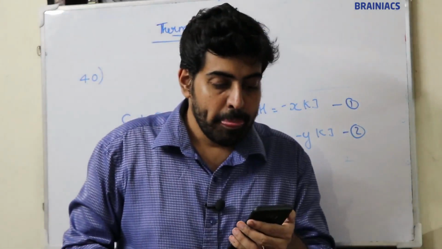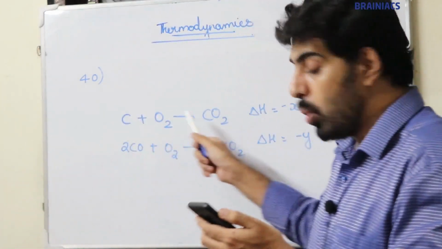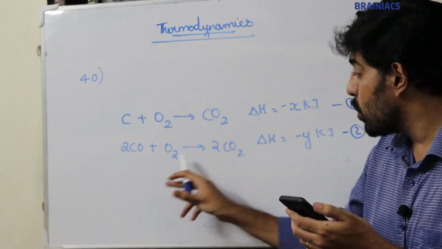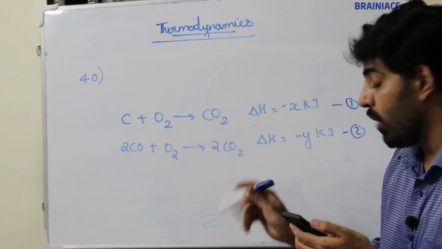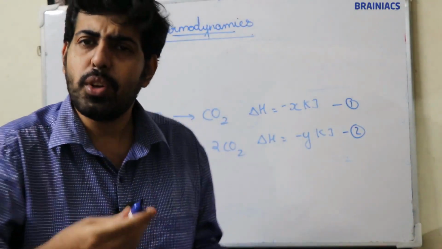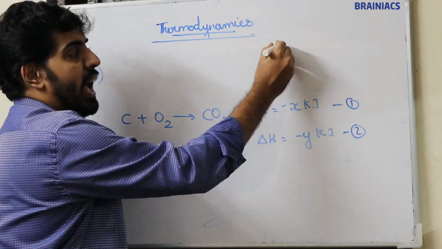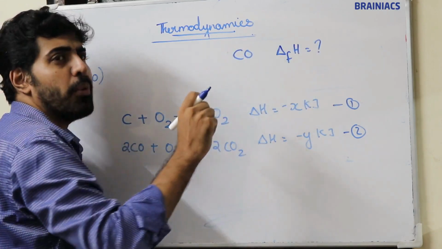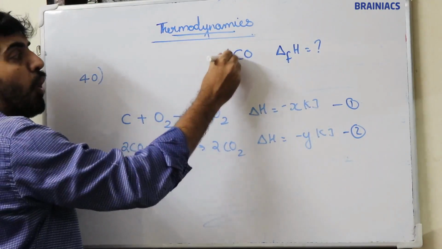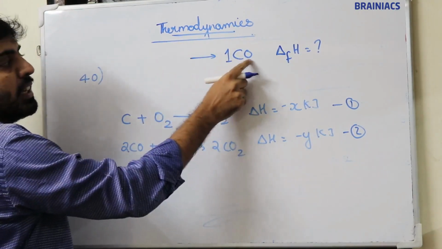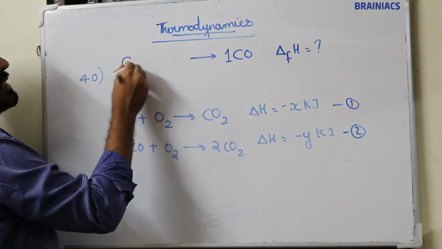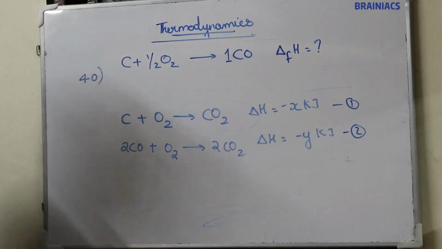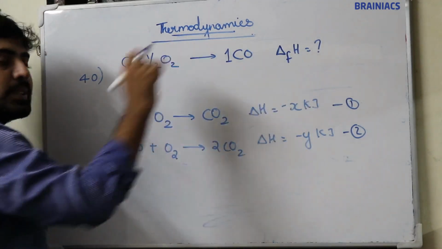Question number 40. Given that C plus O2 giving CO2, delta H value is minus x kilojoules. Second, 2CO plus O2 giving 2CO2, delta H value is minus y. What is the heat of formation of CO? Enthalpy of formation, so we have to calculate the enthalpy of formation of CO. Now what is enthalpy of formation? It is the enthalpy change accompanying when 1 mole of a compound is formed from its constituent elements. The constituent elements of CO are C and O2. So C plus half O2 giving CO. So we have to calculate the enthalpy of formation of this equation.